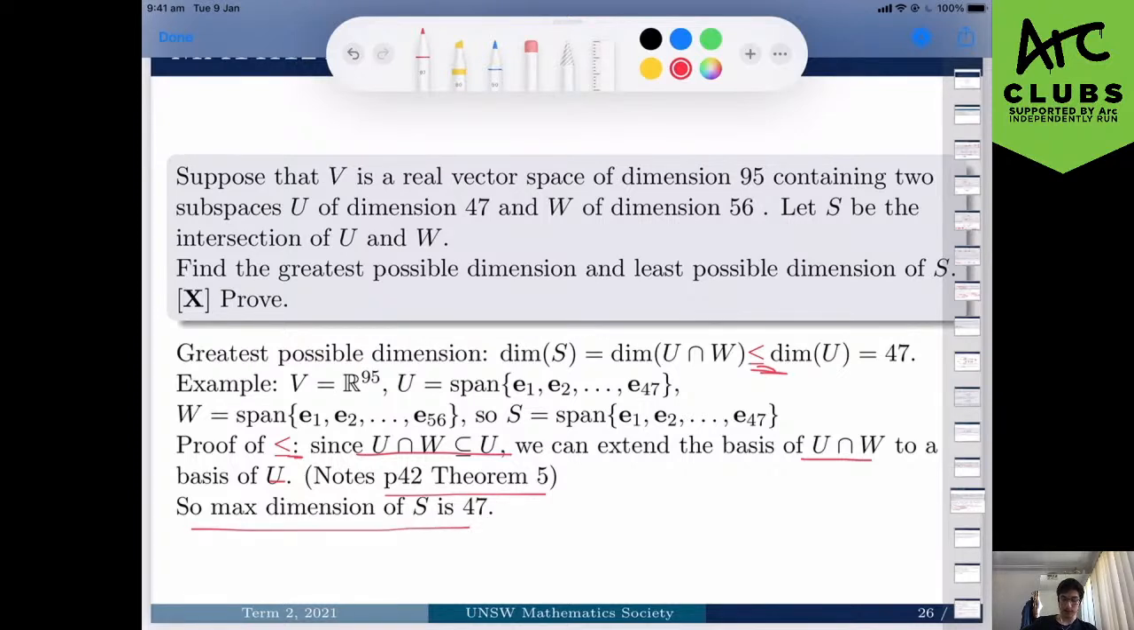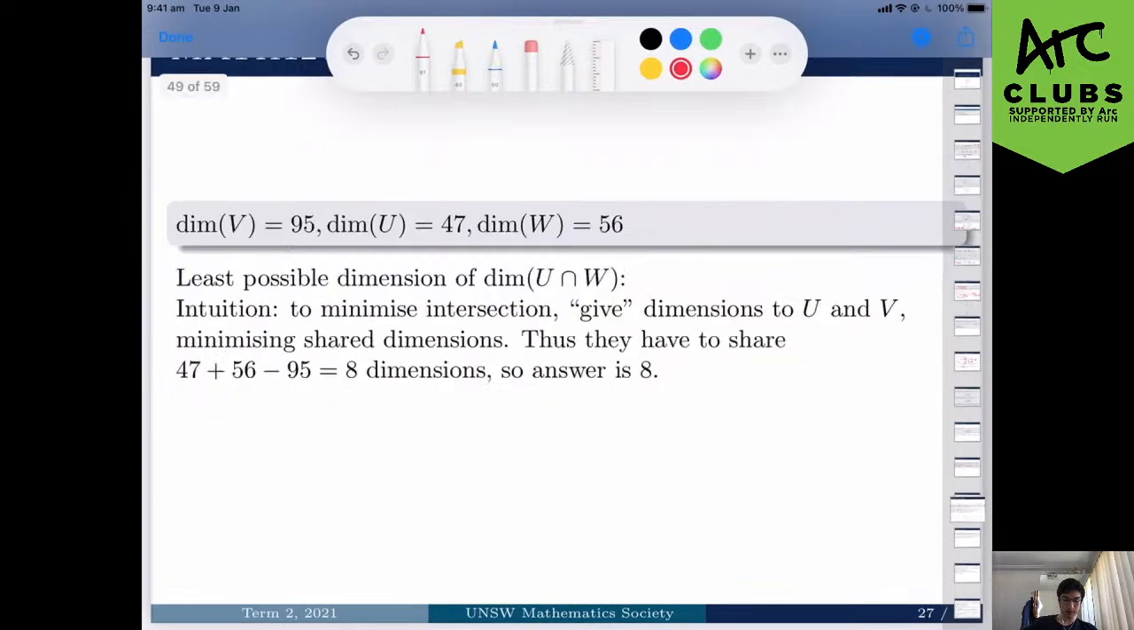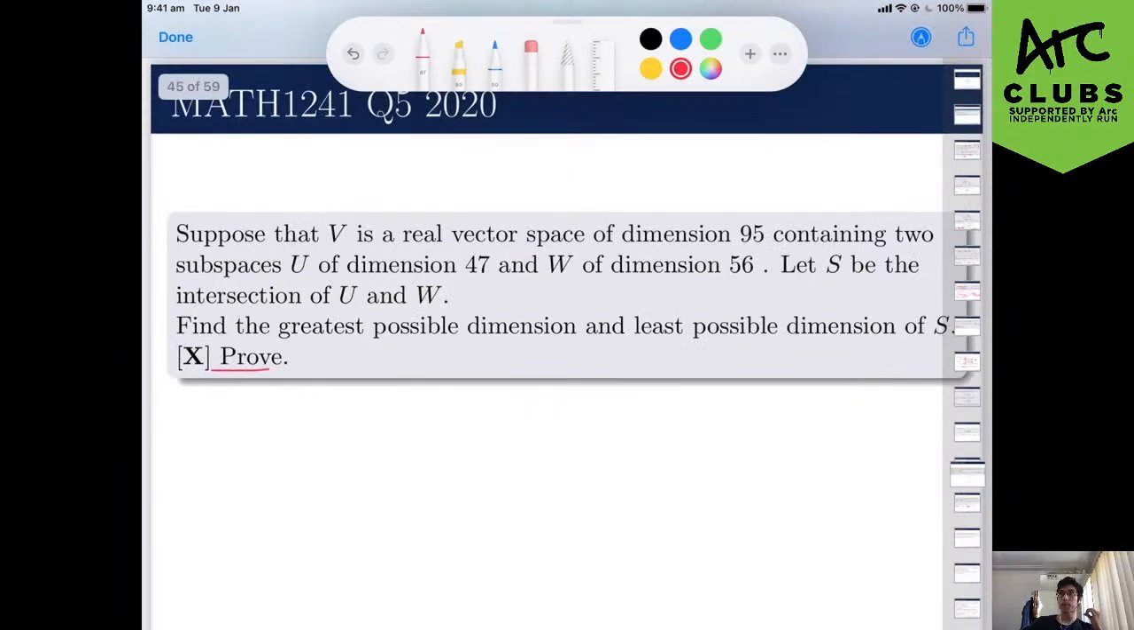Nice. Okay, the next part is much harder, or quite a bit harder at least. So to minimize the dimension, oh no, I've hit 1 o'clock.